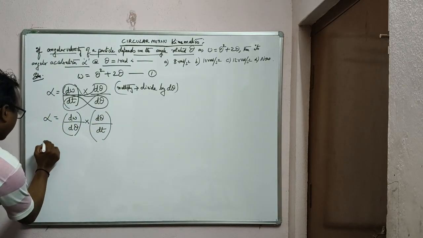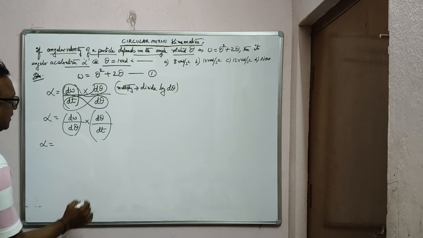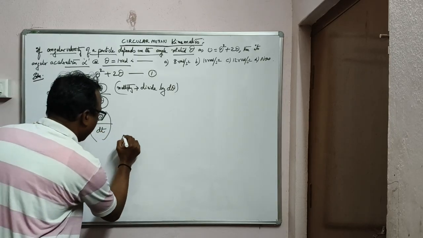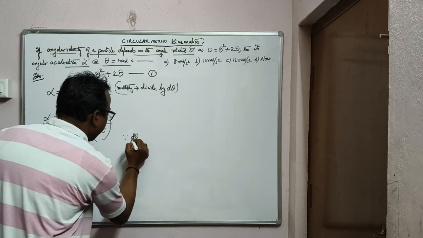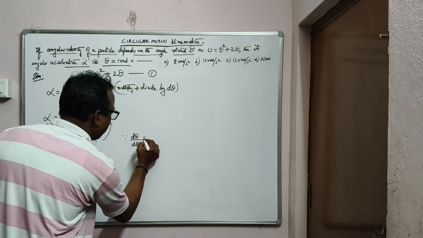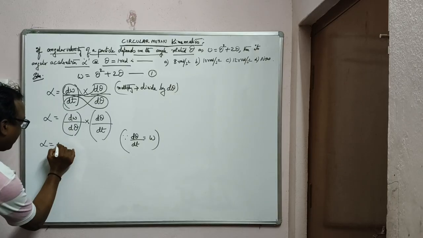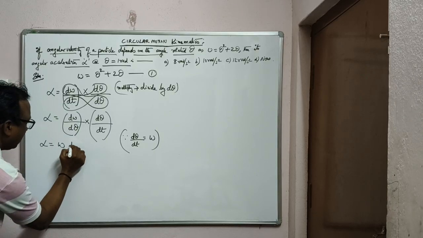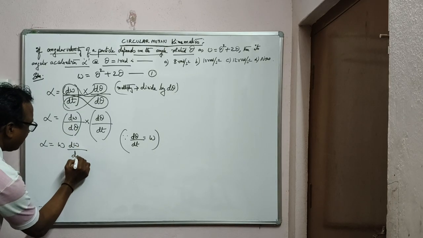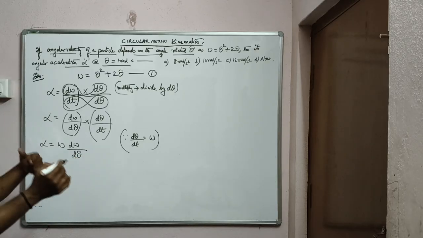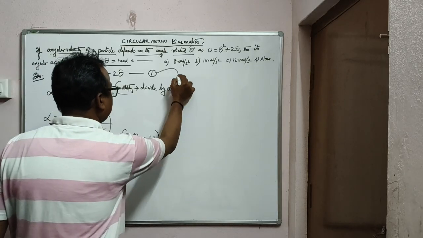Now see what is happening. Alpha is equal to, what is d theta by dt? We already know, since rate of angular displacement is equal to angular velocity omega. So ఈ ప్లేస్ లో omega రాయొచ్చు. Omega into d omega by d theta. Now the problem becomes easy. చూడండి, సొల్యూషన్ ఈజీ అయిపోయింది కదా.